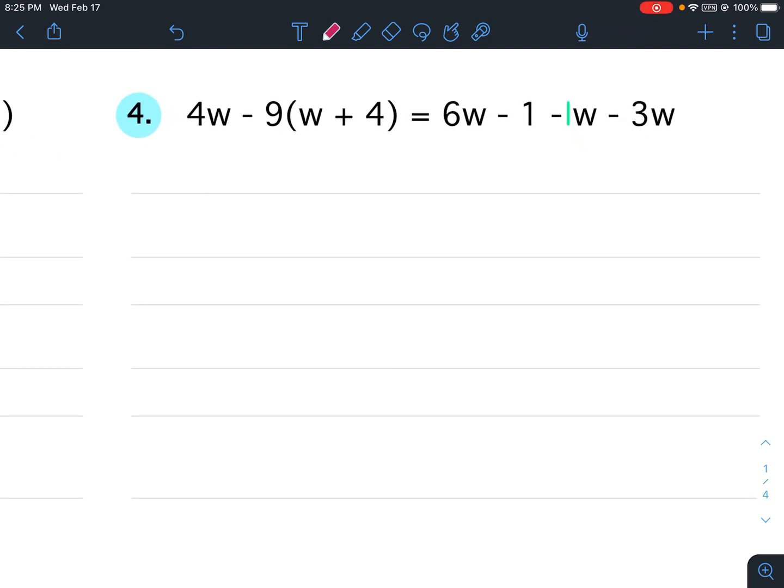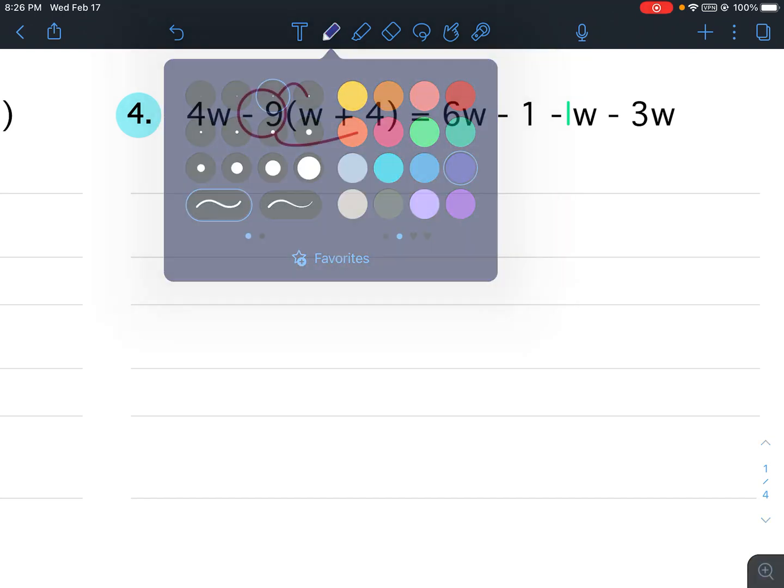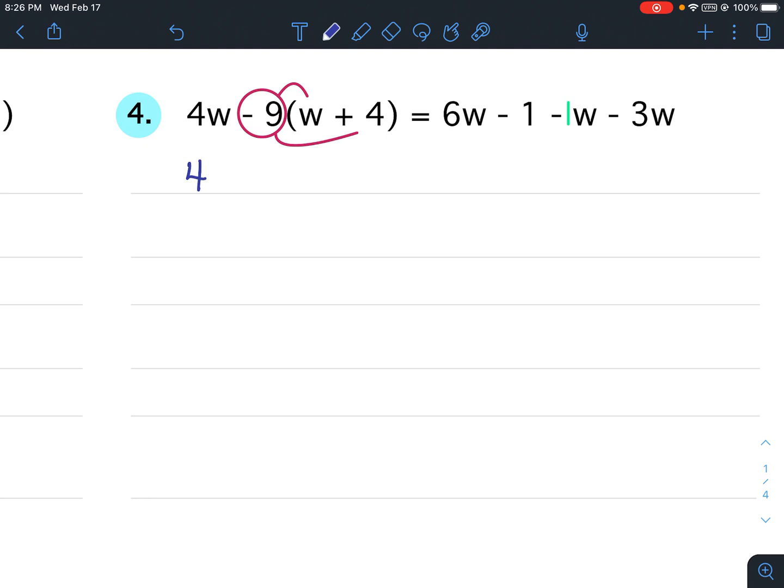Multi-step equations, the first thing you want to look for is the distributive property. Well, I see parentheses, therefore I know I've got the distributive property. And the first thing I'm going to distribute is this -9. So I'm going to bring down the 4w. -9 times w would be -9w. -9 times 4 would be -36.